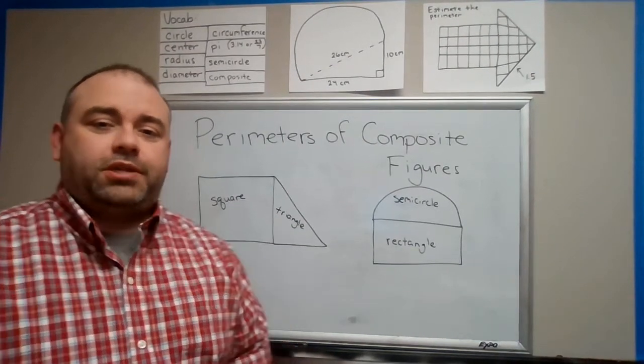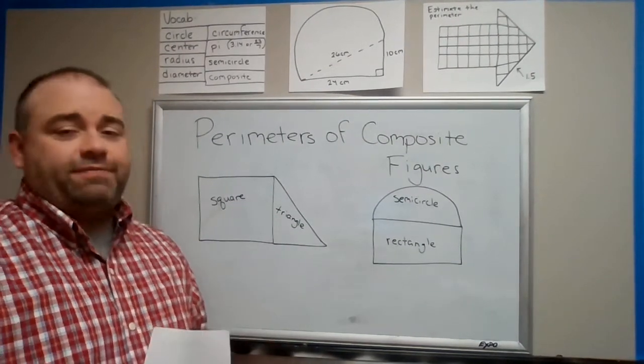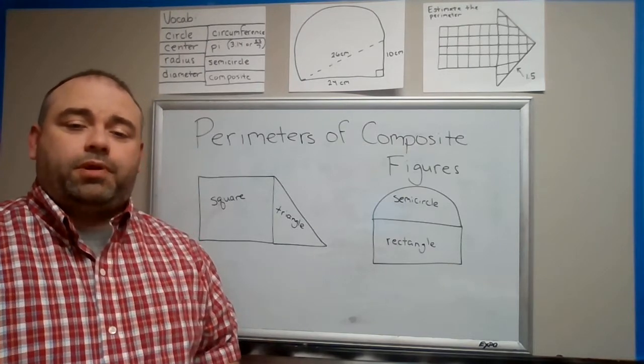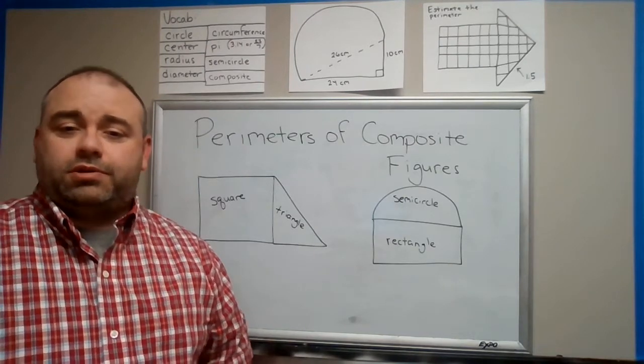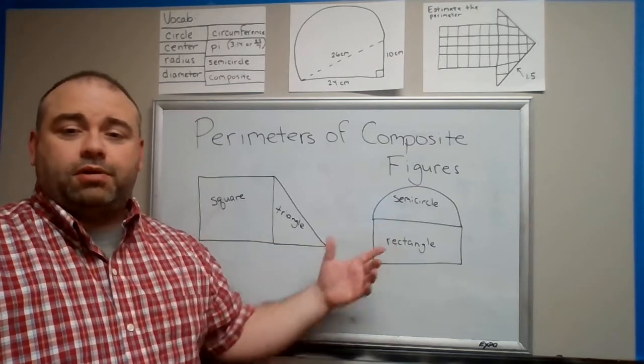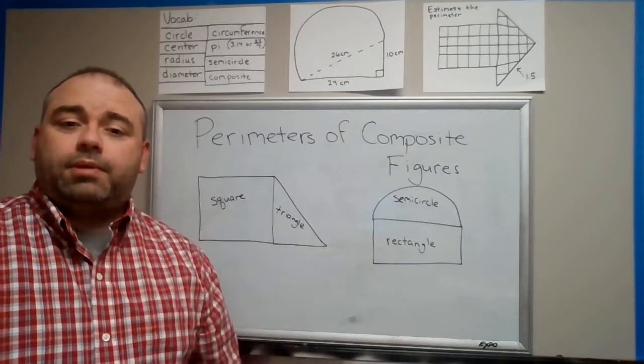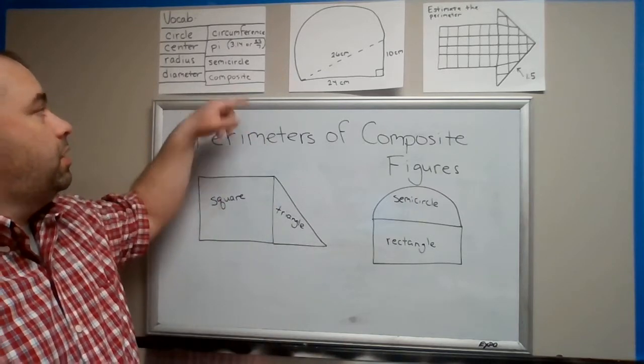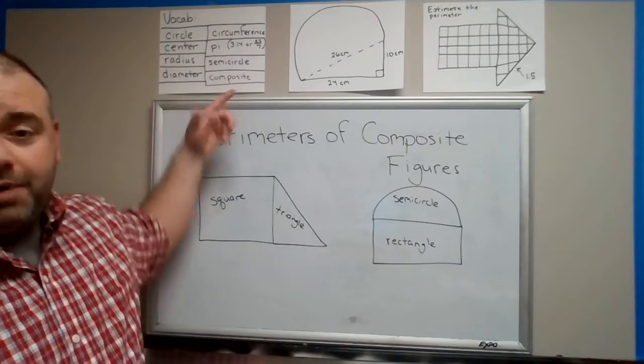Welcome to today's Essential Learning Target, perimeters of composite figures. Composite would mean that we're putting more than one figure together, so a square plus a triangle, like right here, or a rectangle and a semicircle all put together. Remember that perimeter, our new vocabulary word, not up there right now, we have composite as a vocabulary word.